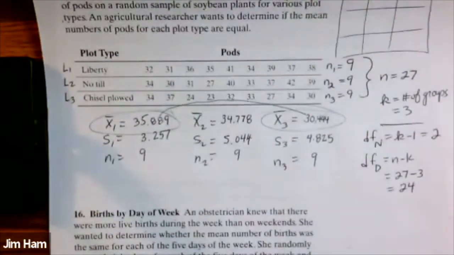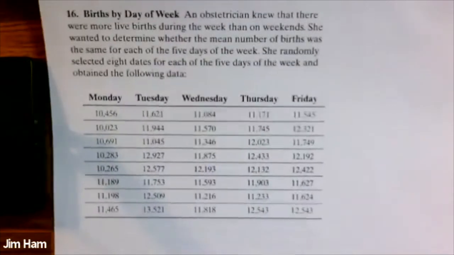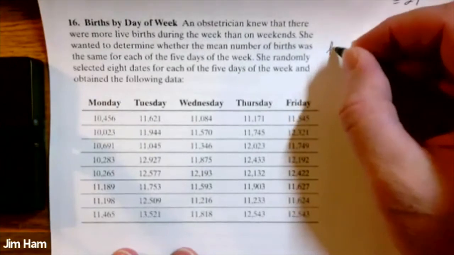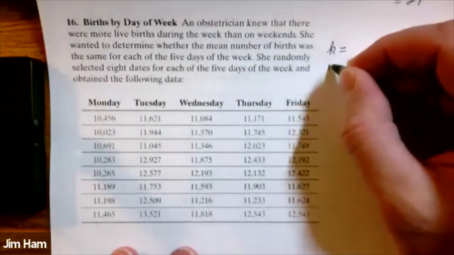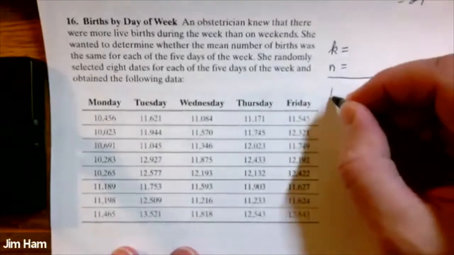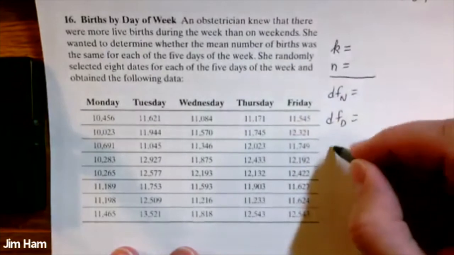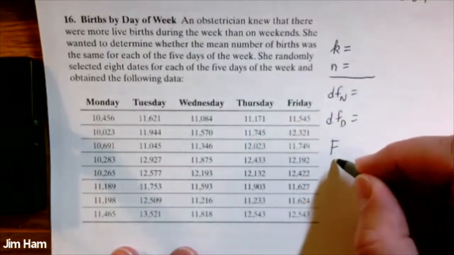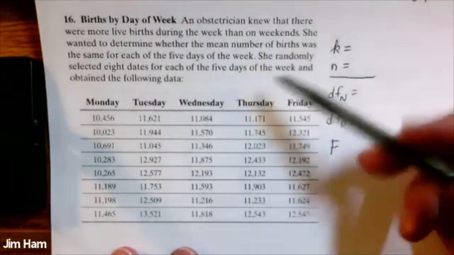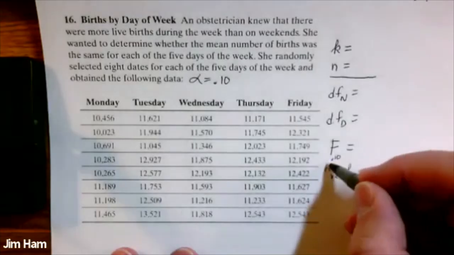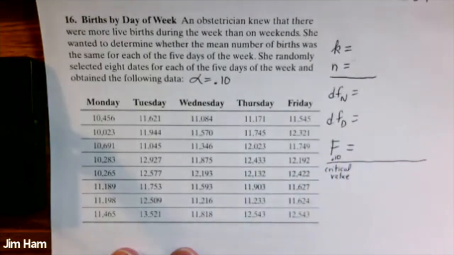Okay, we're not going to have enough time to do this one here. However, what I'd like you to do is to write in the chat K, N, degrees of freedom in the numerator, degrees of freedom in the denominator, and then the critical value. And let's assume that alpha is equal to 0.10. Okay, so can you give me those 5 numbers? This is how you're going to start off every one of these.